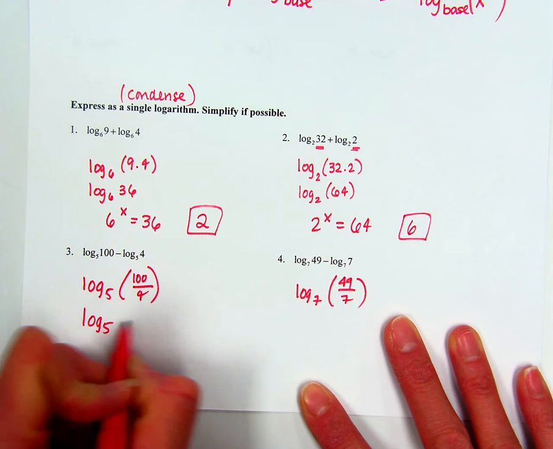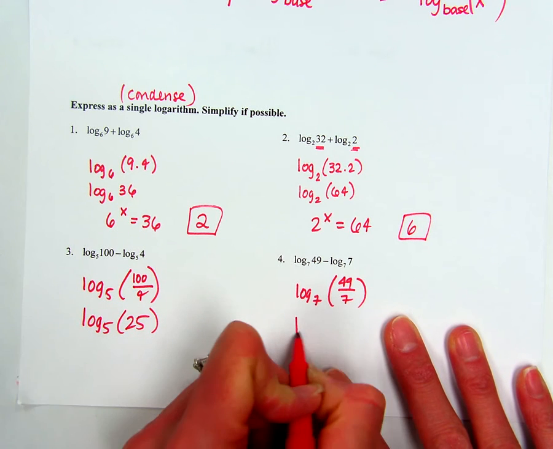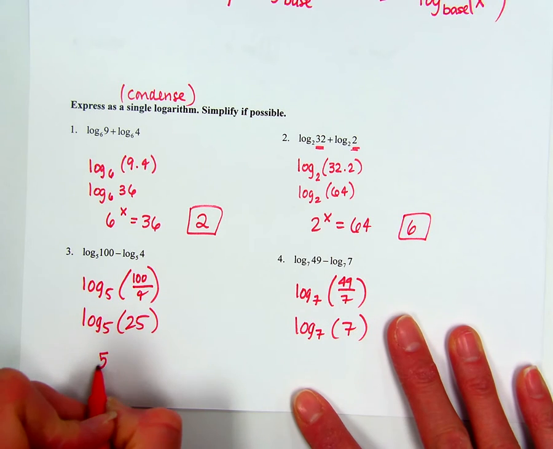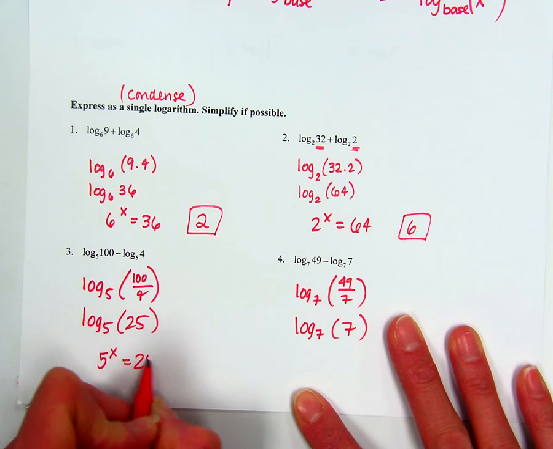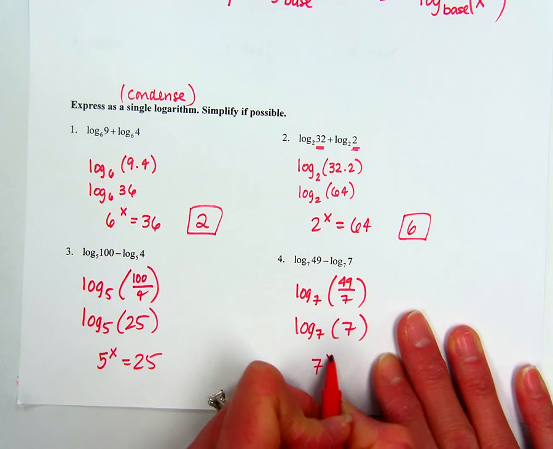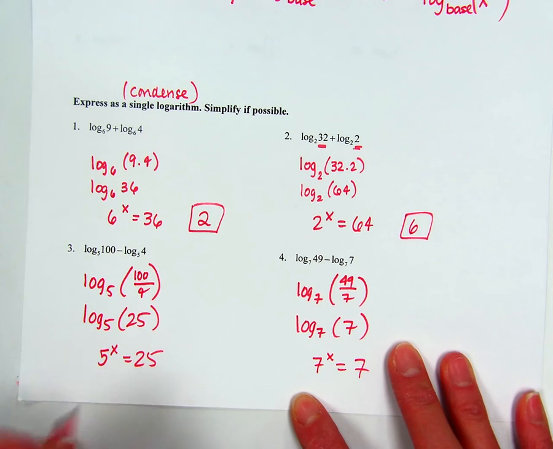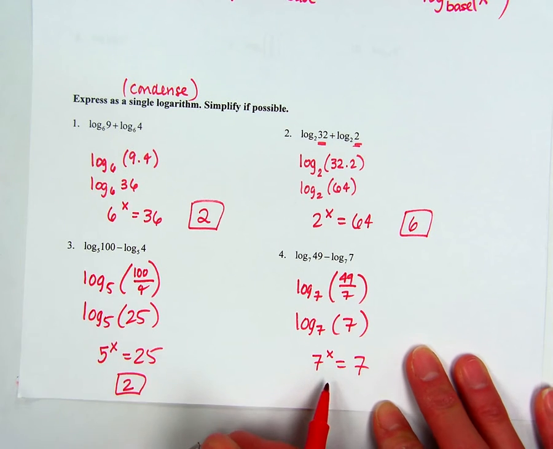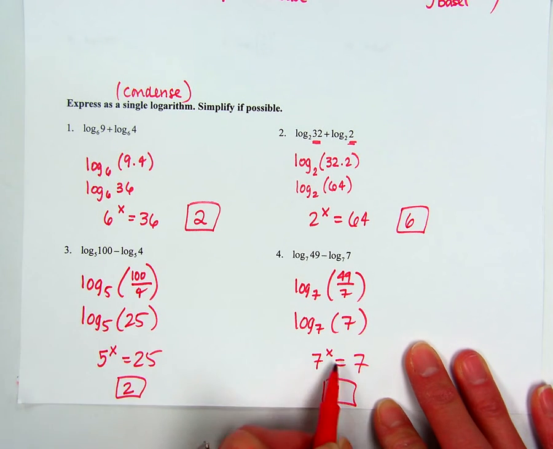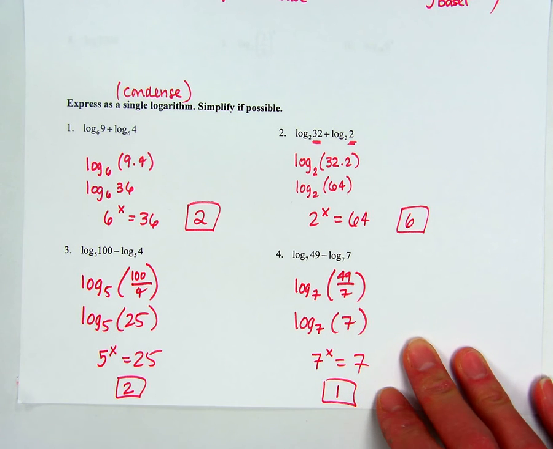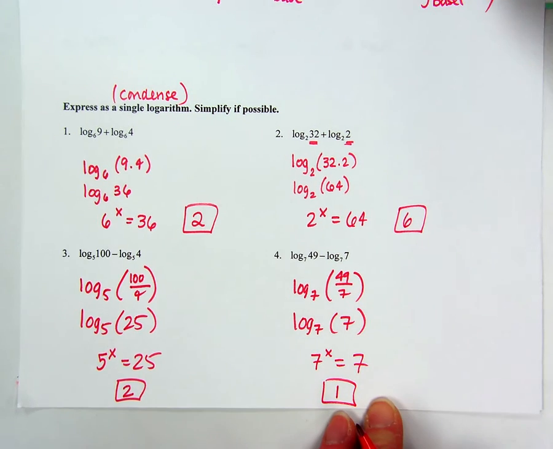So it's log base 5 of 25, log base 7 of 7, and then you should be thinking 5 to what power gives me 25? 7 to what power gives me 7? All right, so 5 to what power gives me 25 is 2. 5 squared is 25. 7 to what power gives me 7 is 1. If I raise anything to the first power, it should still be the same number. Okay, when you're ready, flip over to the back.